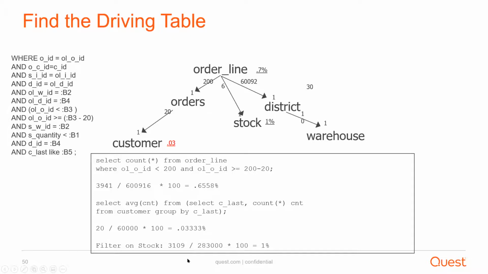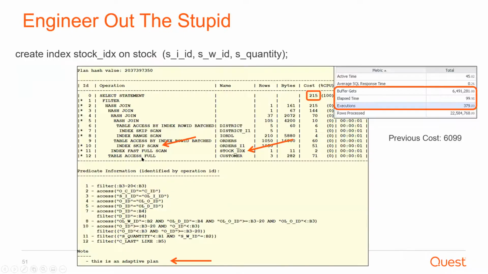So on this, I had 3 filters. I had one on order line, and that was going to be 0.7% of order line. And then I had one on customer, and that was 0.03% of customer. And then I had one on stock, which is 1% there. So my best driving table would be customer.